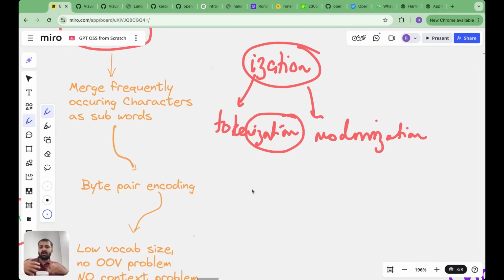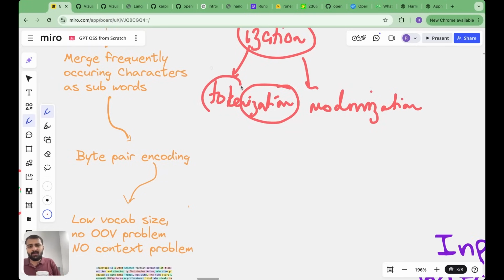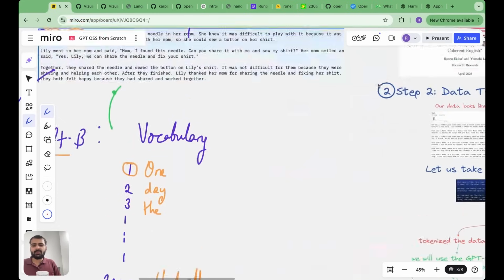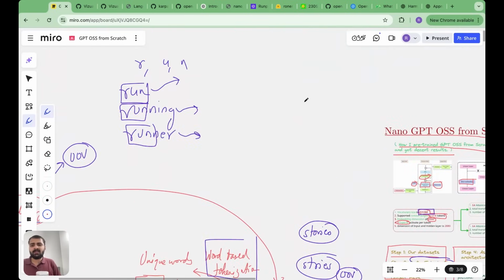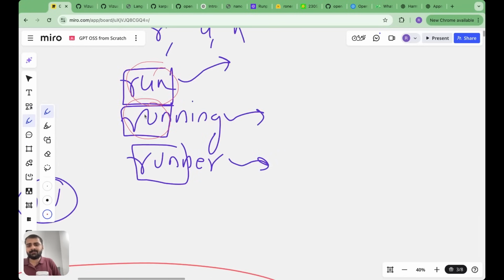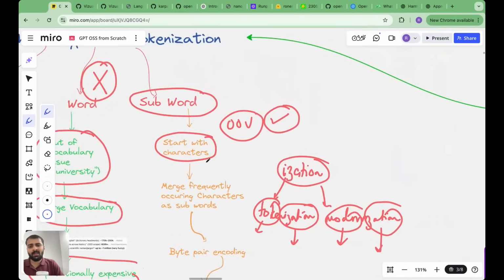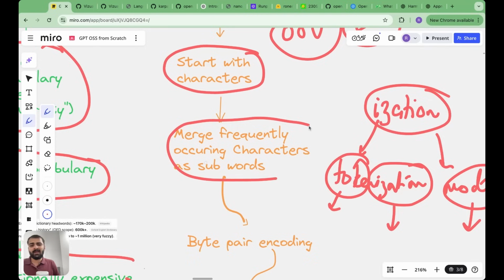So token and tokenization don't need to be separate tokens. Token can be one token, ization can be one token, modern can be one token, and ization can be a separate token. That way, this prefix and suffix issue which we saw over here, let's say run, running and runner, is handled. Now run will be a separate token because it's very frequently occurring. ing can be its own token, etc. So in subword tokenization, instead of having every single word as part of the vocabulary, we merge frequently occurring characters as subwords, and then they are stored. Words which are very unique and not used very often will still be retained as individual words.